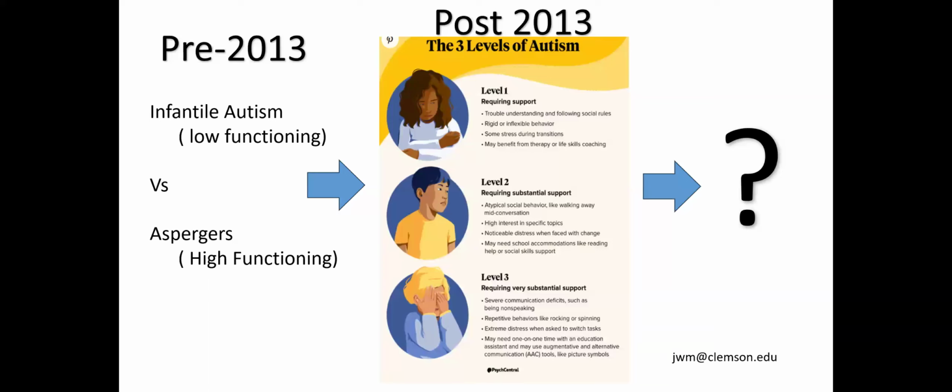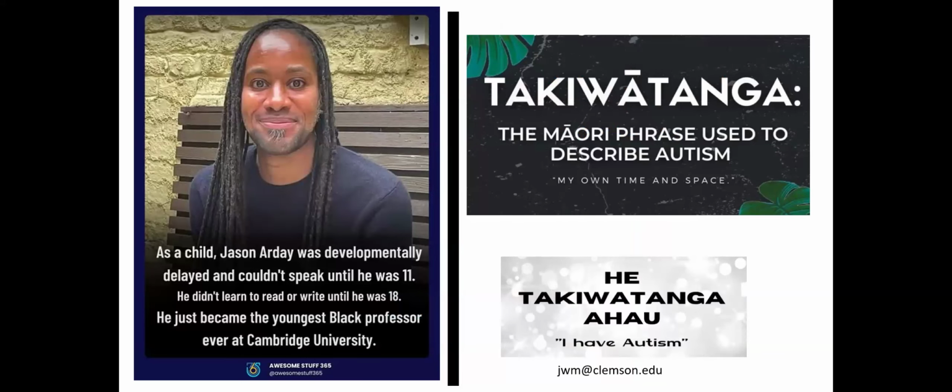The next round of classifications, who knows where it will go? This is one guy I'd like to point out when talking about these levels or diagnoses. Jason Arday, or actually Dr. Jason Arday, was developmentally delayed and couldn't speak till he was 11. Didn't learn to read till he was 18, and just became the youngest Black professor at Cambridge.